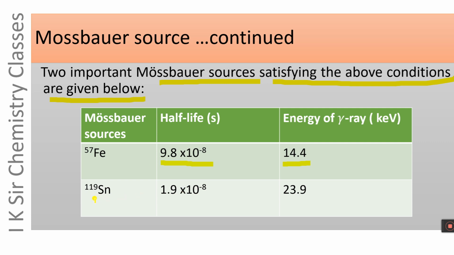Another Mossbauer source is Sn119, which has half-life 1.9 into 10 to the power minus 8 second, and the energy of gamma ray emitting from it is 23.9 kilo electron volt. Thus, Fe57 and Sn119 satisfy both the above conditions and these are generally used as Mossbauer source.